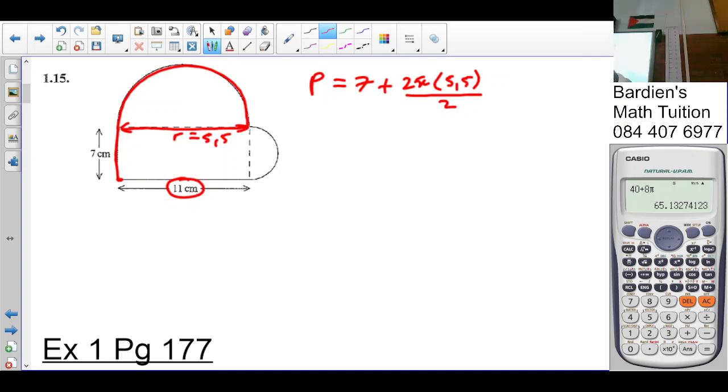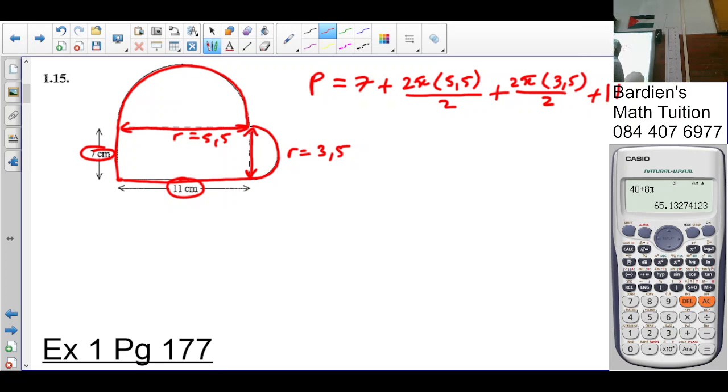Okay? Plus, you see the semicircle here. What's the diameter of this semicircle? 7. It's the same as this here. What's the radius of this semicircle? 3.5. You can see why? Because that's half of 7. Okay, any confusion there? No? So it's going to be 2 pi 3.5 divided by 2 plus this length here 11.